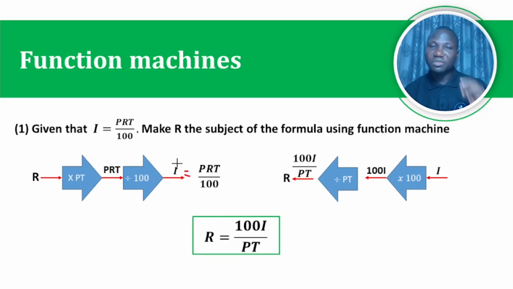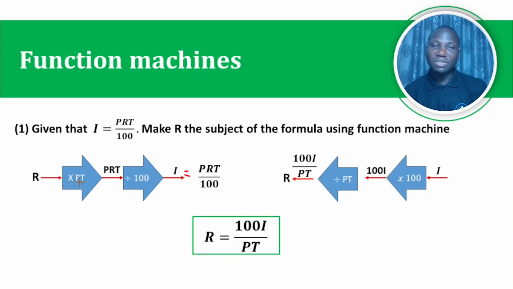Now, to change the subject from I back to R, we now use the inverse machine. So starting from the right, this I that was the output in this first diagram will now become the input when we're doing the inverse function, using the inverse function machine. So I goes into the first machine. Now here we divided by 100, so the function of this first machine from the right will be to multiply by 100. So the I goes in, multiplied by 100, we have 100I. 100I will come out of this machine.